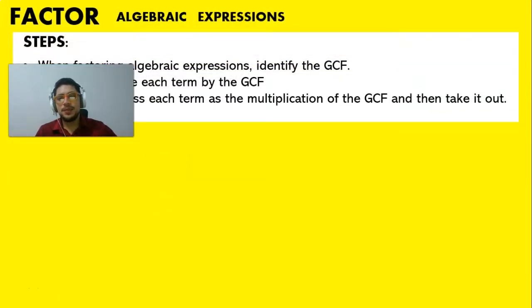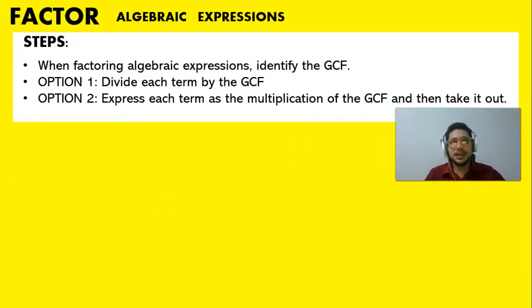Okay guys, so the first thing we're going to be seeing is the steps of factoring algebraic expressions. When factoring algebraic expressions, we're going to identify the greatest common factor, right? There are actually many ways in which you can find the greatest common factor. You can make a list of the factors, you can do it by inspection, or you can do a common division, which is the process that I am going to be using today.